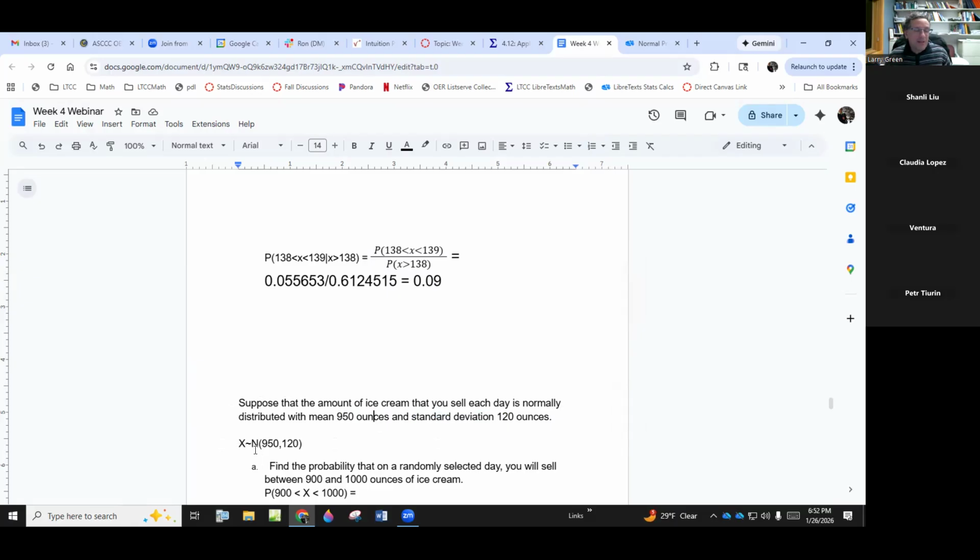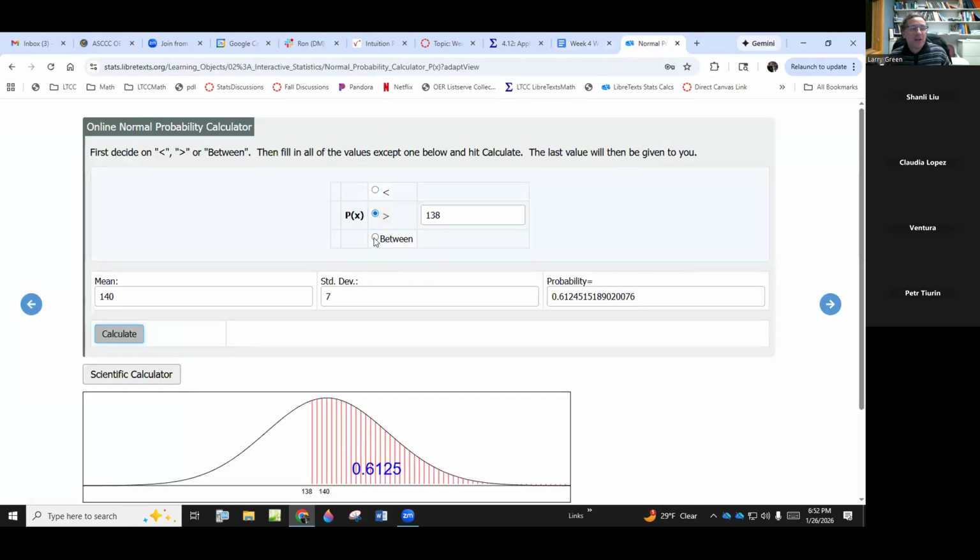So we could say X tilde N(950, 120). Find the probability that on a randomly selected day you'll sell between 900 and 1,000 ounces of ice cream. Okay, so we want the probability that X is between 900 and 1,000. So we go to between 900 and 1,000.